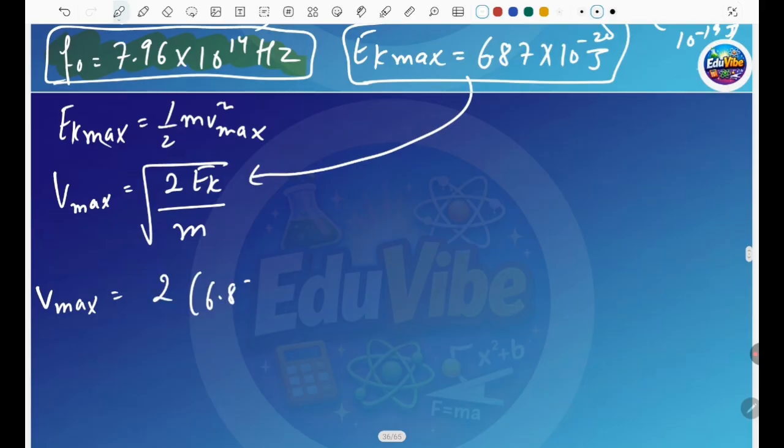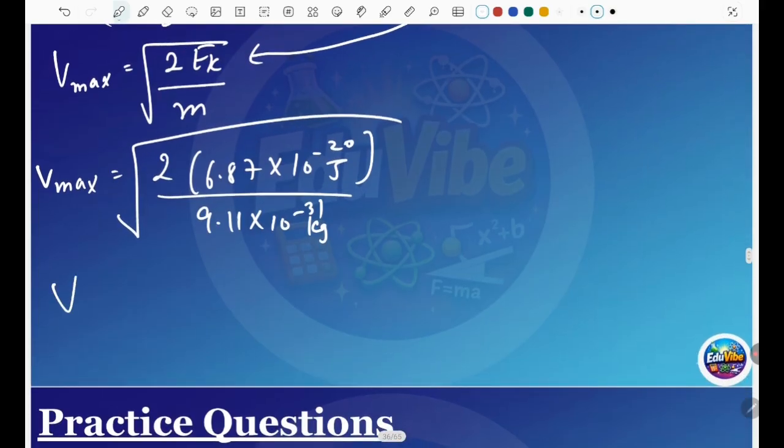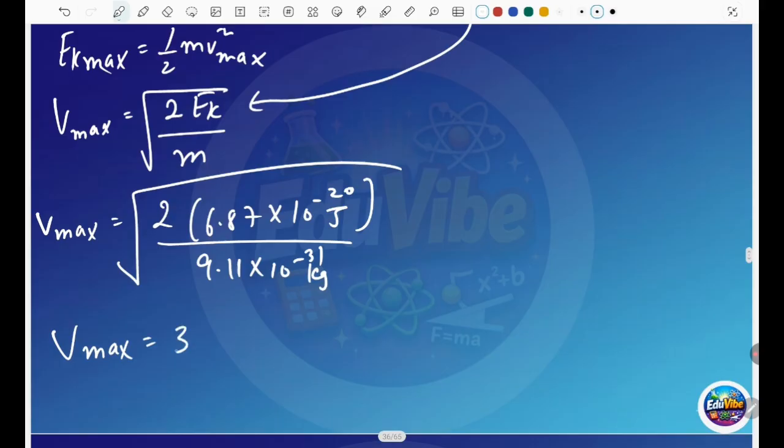This you have to put in now over there. So 6.87 times 10 raised to the power minus 20 joules upon your mass of electron, 9.11 times 10 raised to the power minus 31 kg, root of this. When you find this, you get about 3.88 times 10 raised to power 5 meters per second.